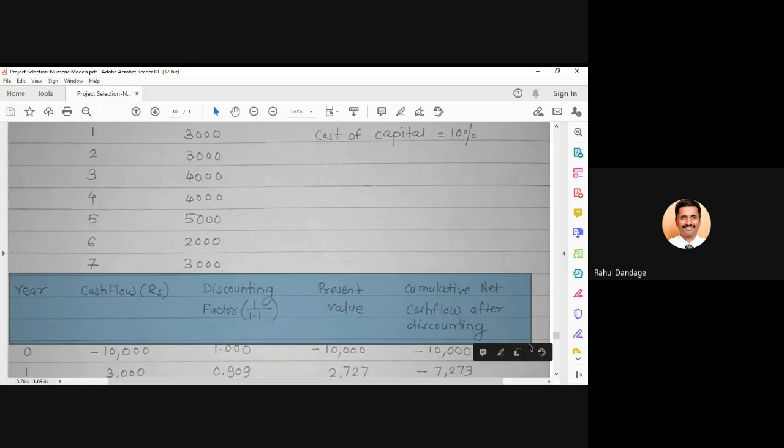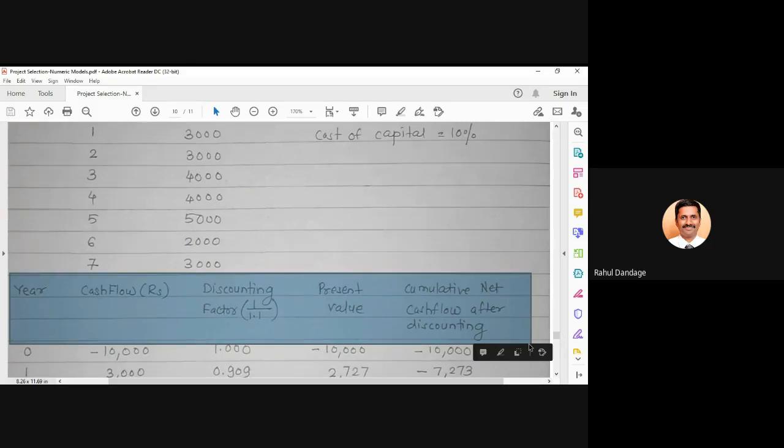So please, you can make the tabular format, and this will be the headings. Total there are 5 columns: year, cash flow in rupees, then third column is discounting factor, and this particular discounting factor is how much? It is 1 divided by 1.1. Why is this 1 divided by 1.1? Discounting factor means it is 1 divided by 1 plus R. R is how much? It is 10%.